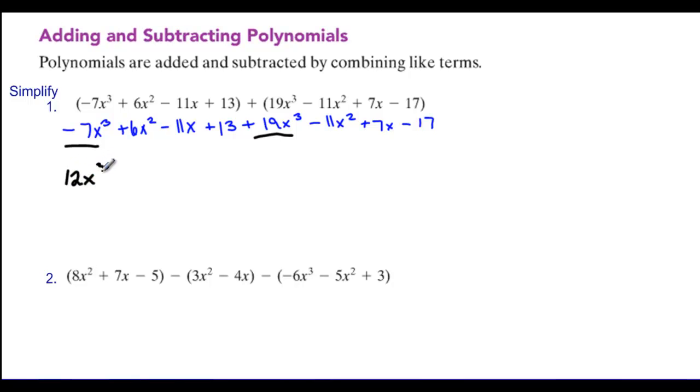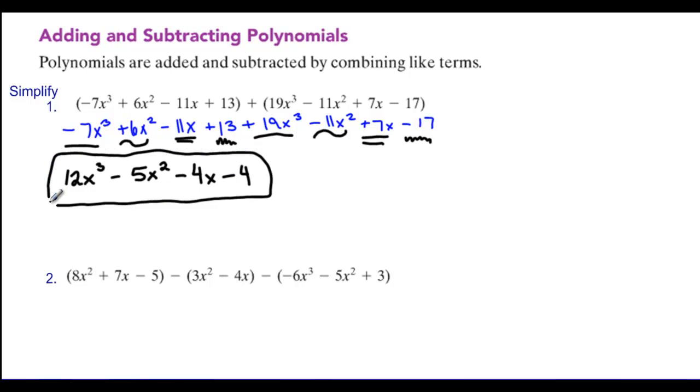12x cubed. And we have 6x squared minus 11x squared. That's going to be minus 5x squared. We have minus 11x plus 7x. So that's going to be minus 4x. And then we have this plus 13 and this minus 17. So now we combine those like terms, we're going to have minus 4. And this is as simplified as we can get this. So the 12x cubed minus 5x squared minus 4x minus 4. This is a degree 3, because that's the highest exponent attached to a variable. The leading coefficient is a 12, and the constant is a negative 4.